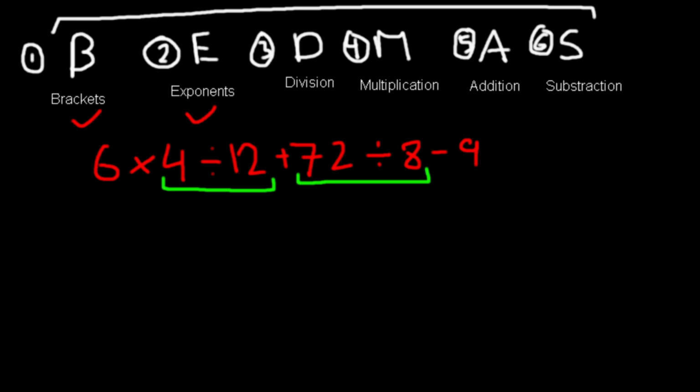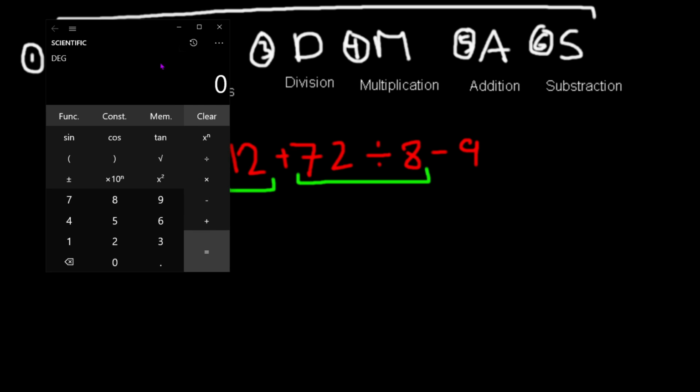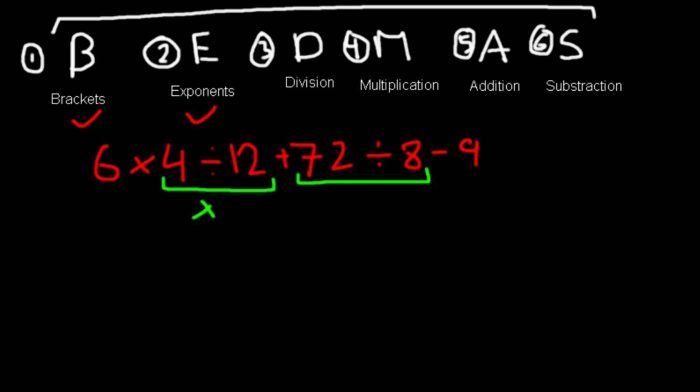Something to know here: I'm going to plug in a calculator. 72 is divisible by 8. 72 divided by 8 is 9, so that works out. But 4 divided by 12 would give you 0.33. So you wouldn't do the division just yet, and you would multiply 6 times 4, which is the next step.